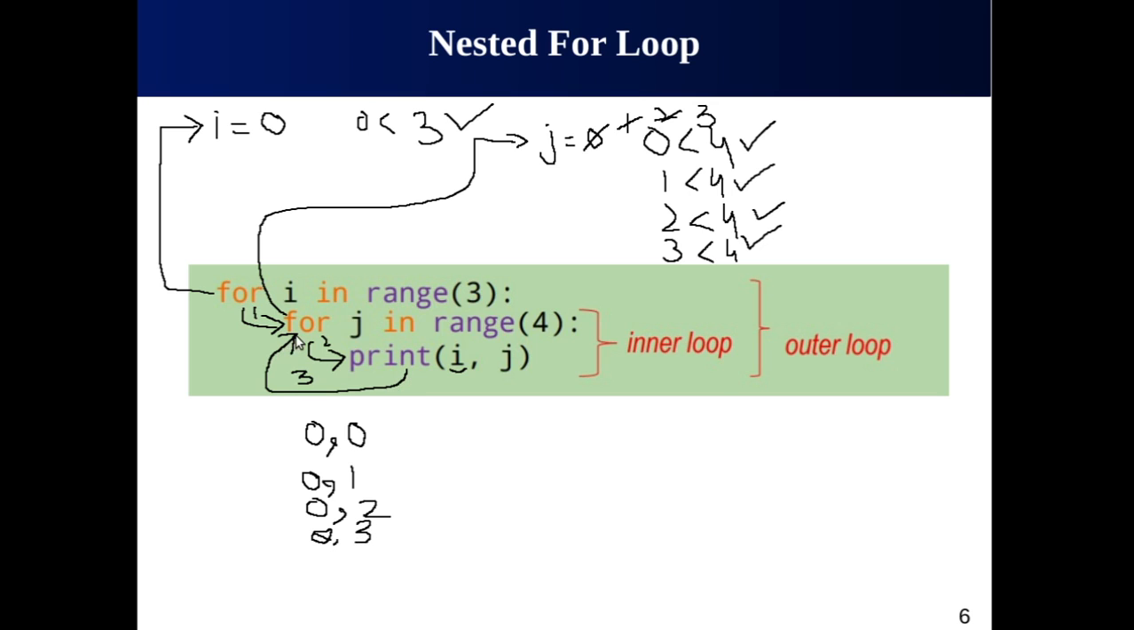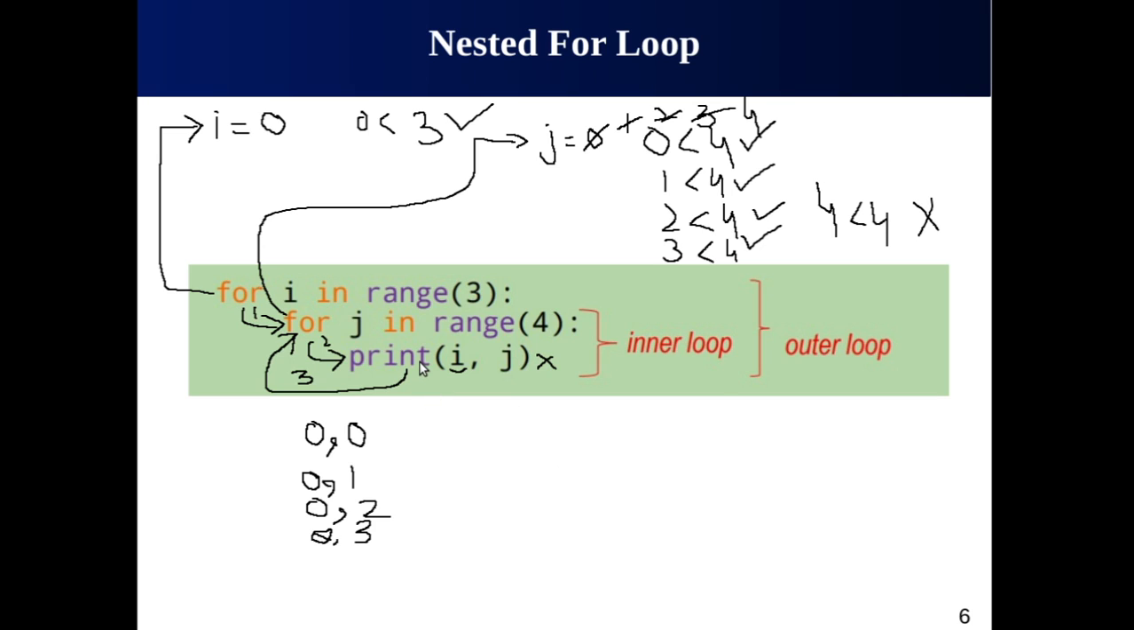Again, back to increment the value of j by 1. The new value of j is 4. Now check the condition: is 4 less than 4? The condition is false, so we will not execute the inner loop body.